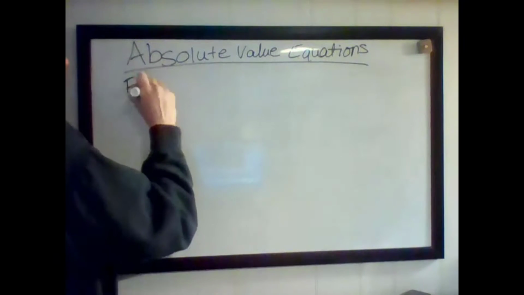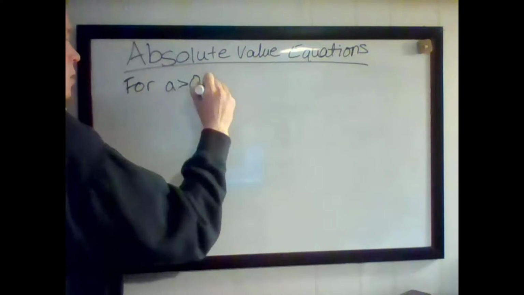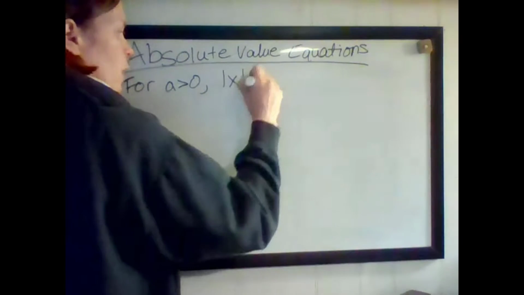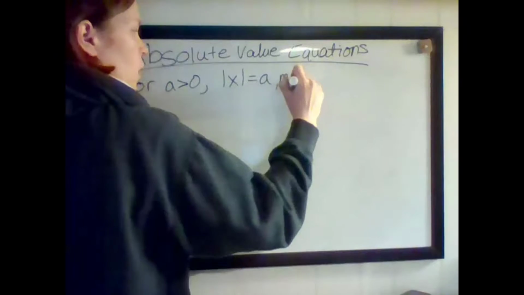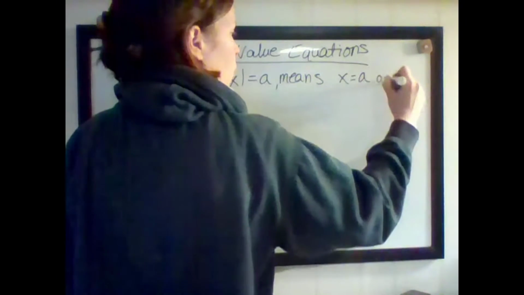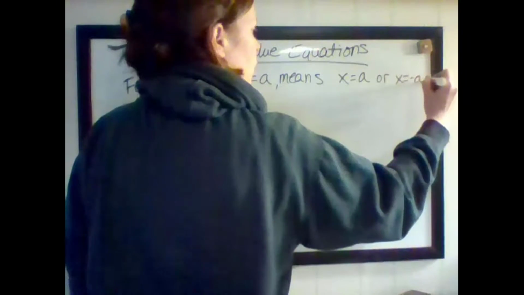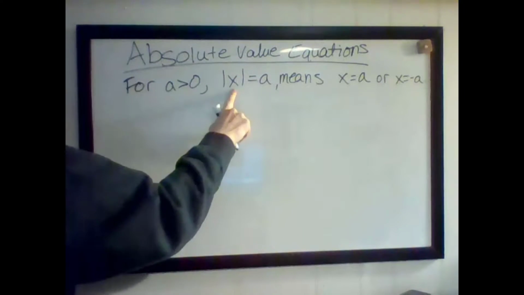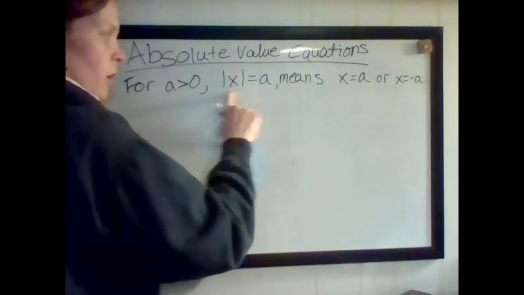So the rule is, for a greater than 0, the absolute value of x equals a means x equals a or x equals negative a. And this could be more than just x in the absolute value. It could be other things going on here.